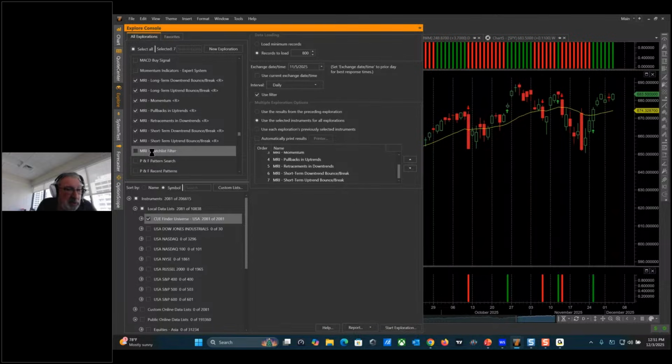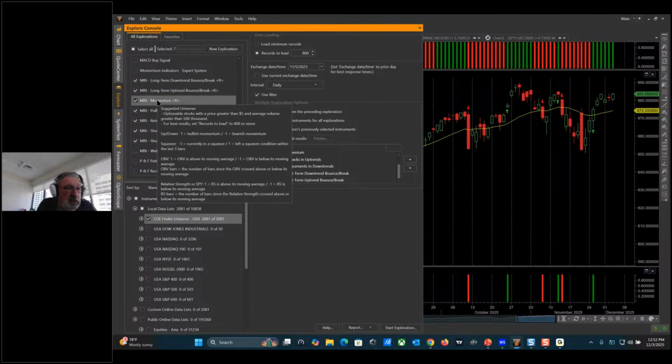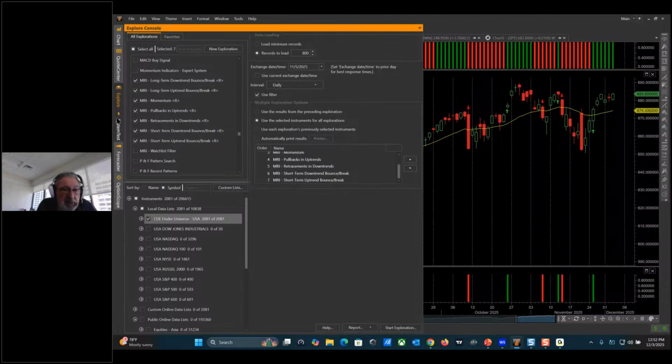The watch list filter will help you build your index. Here's my index of stocks I look at. I'll probably make it smaller. I look at each of the different explorations, and if you hover over it, you get an explanation of what we're looking at. I have created these to make my life easier. So I ran them. The reports are here.